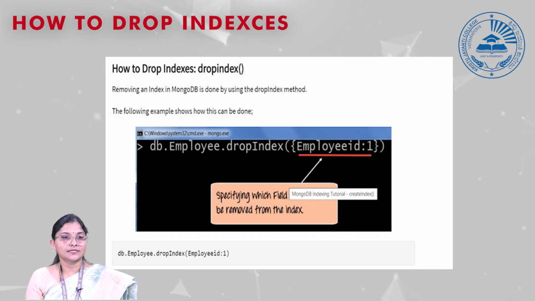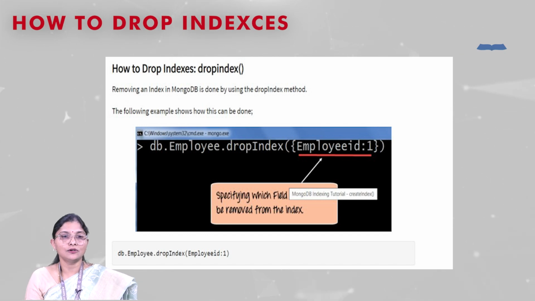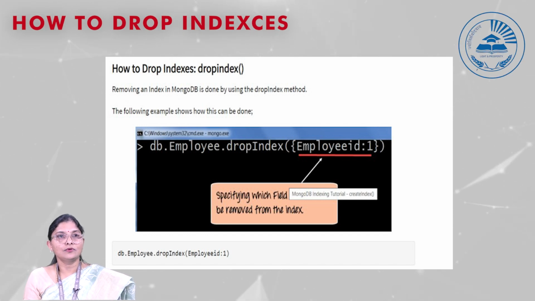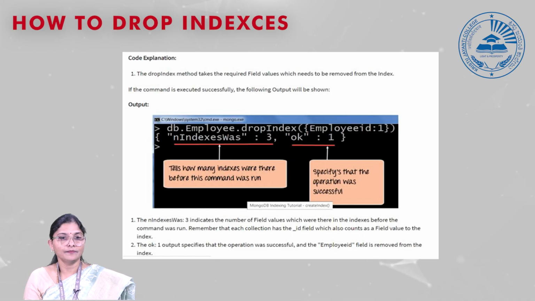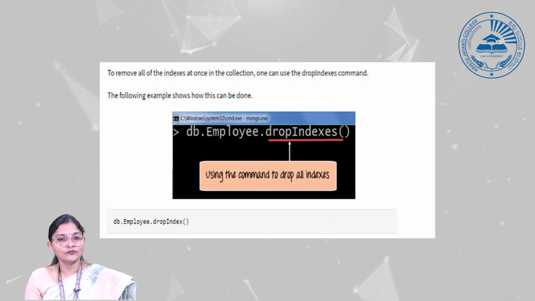Now, how to drop indexes? You can also remove an index from a collection using the dropIndex method. If you created a single index, you can use db.employee.dropIndex of employeeID, and that particular index will be removed from the collection. If you have multiple indexes, you specify db.employee.dropIndexes. This removes all the indexes you created on the collection employee.